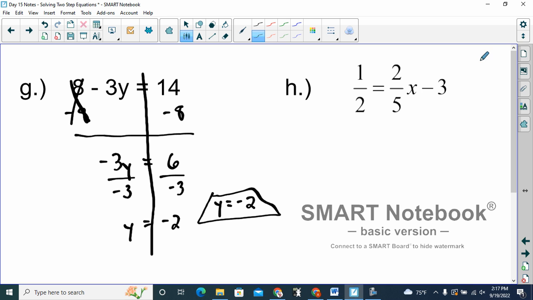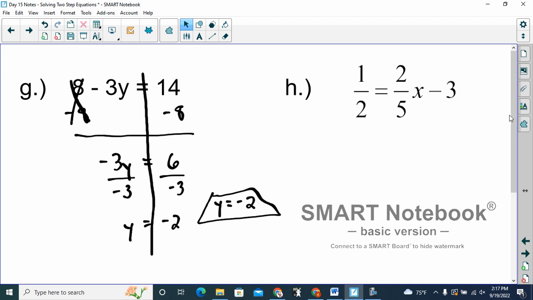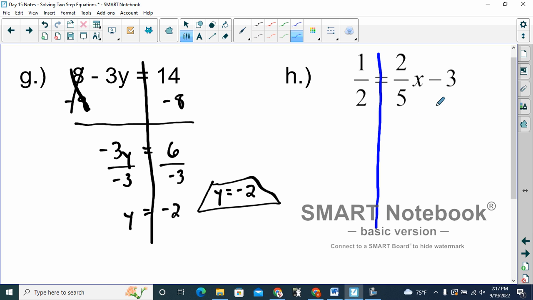And part H, it looks scary because of the fractions. But we do it the same way we do any other equation. I've got x times 2/5 minus 3. I need to undo that minus 3. Add 3 to both sides. 1/2 plus 3. That's 3.5.